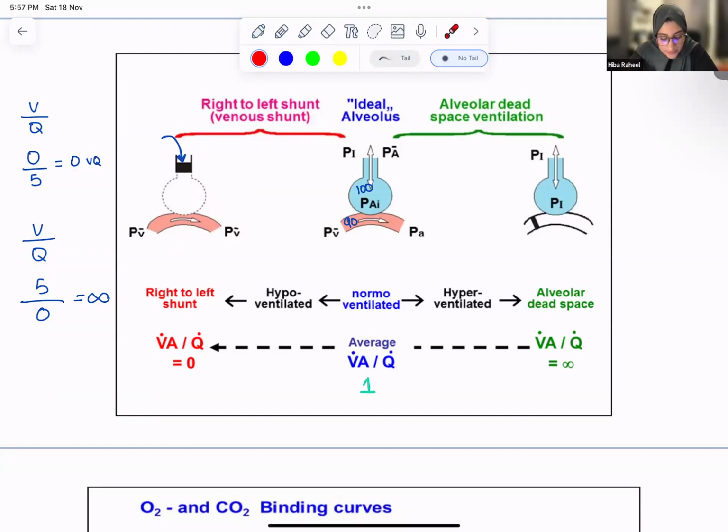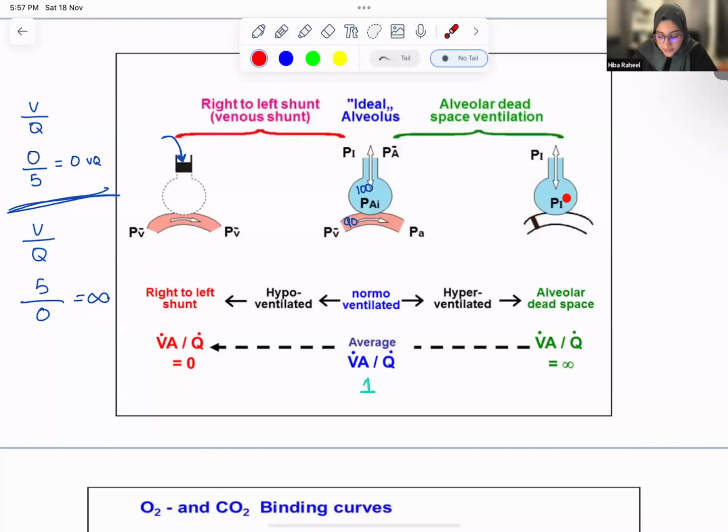So what happens over here is that the V, so we're going to go back here. The V is 0 because it's blocked, so it's absolutely 0. And the perfusion is fine. Perfusion, we're going to give it 5, the normal perfusion number. So 0 divided by 5 becomes 0, right? Simple math. That's why the VQ ratio is 0.